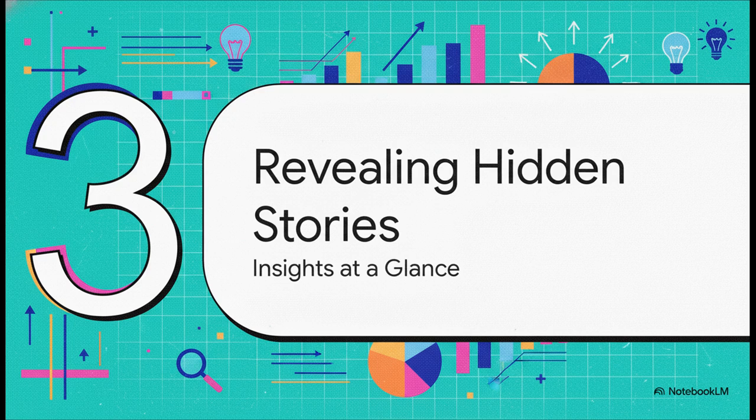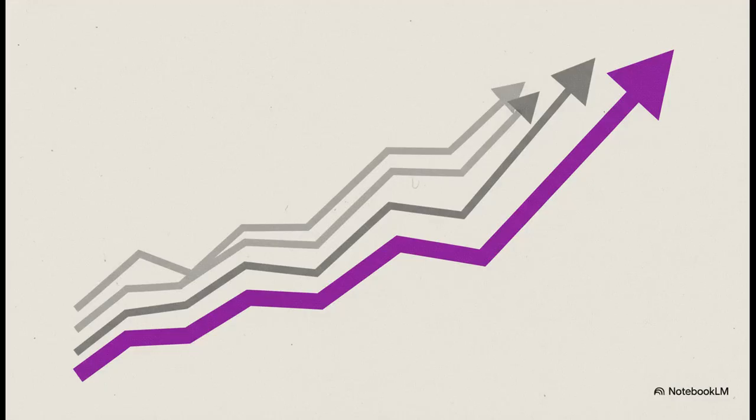Okay, so now that we can actually see what's going on, let's pull out some of those hidden stories. This is the fun part. First off, remember that question from before? Which product is trending up? Well, look at that. The purple line, product D. It's climbing plain as day. You didn't need a calculator, you just needed to see it.